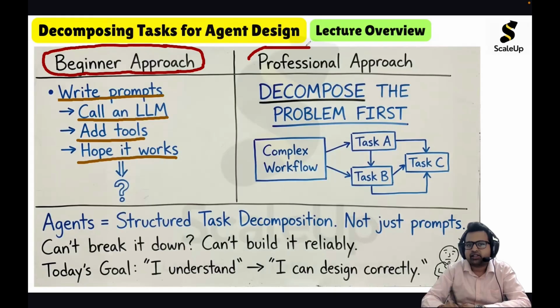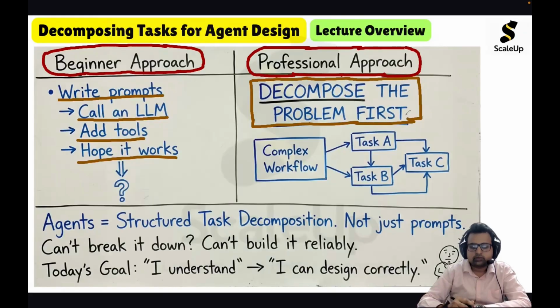So how do professionals design the agent? In the professional approach, they decompose the problem first. Agents are not built from prompts. They are built from structured task decomposition. That is what this lecture is about. When you are designing an agent, whatever problem you are trying to solve, you don't start by writing prompts for it. Rather, you have to decompose the problem into subtasks.